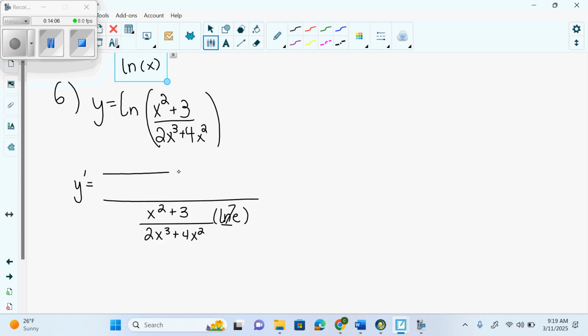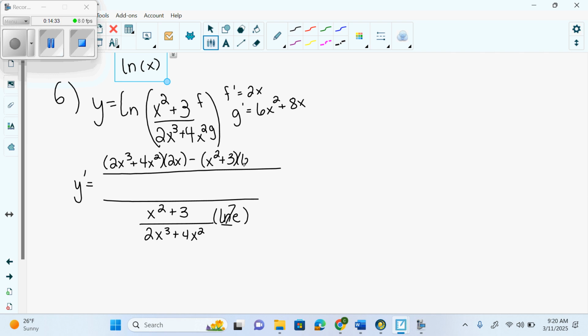So the derivative on the top is quotient rule. So I have f, I have g. F prime is 2x. G prime is 6x squared plus 8x. So I'm going to get g f prime minus f g prime, all over g squared. Right? It's just your quotient rule on the top.